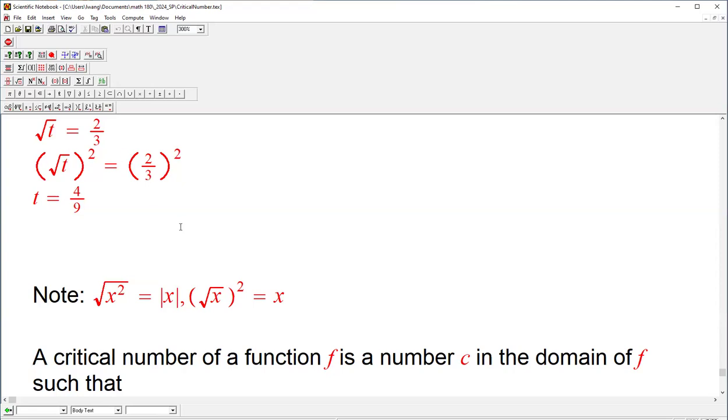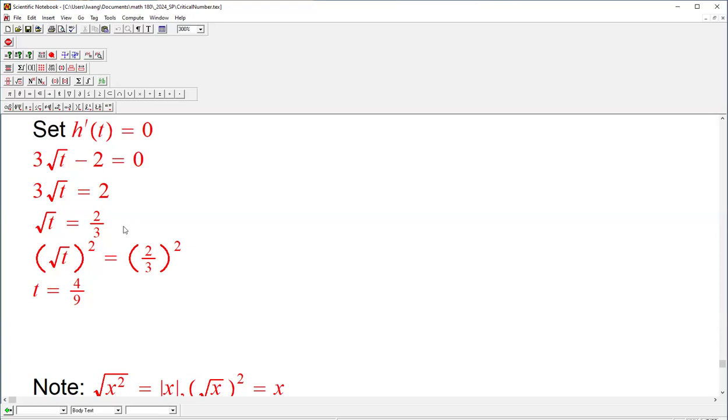Here we go. How many critical numbers do we have? We have 2 critical numbers. They are t equals 0, and the other one is t equals 4 over 9.